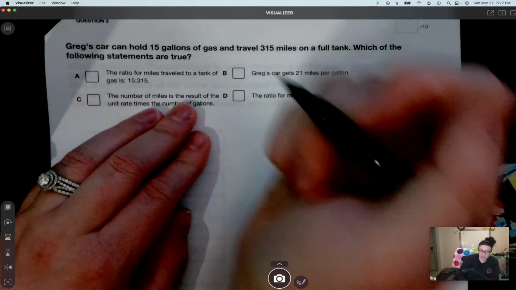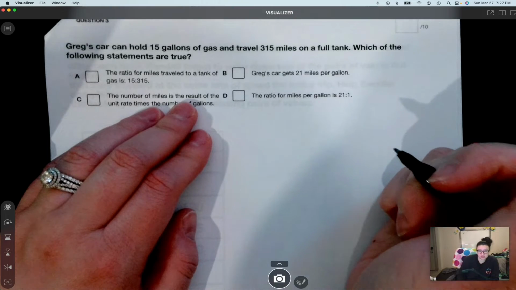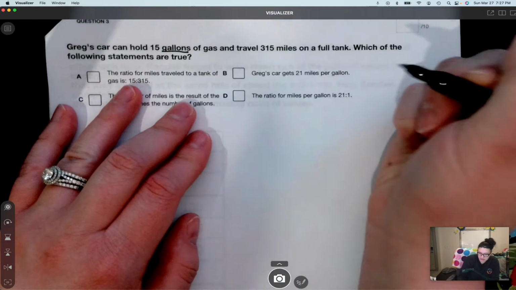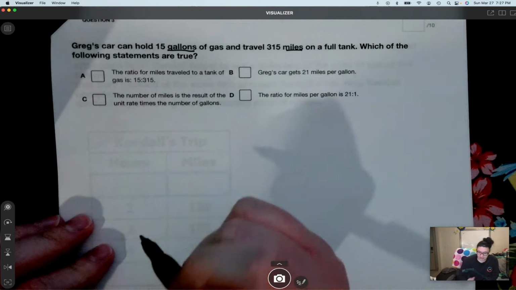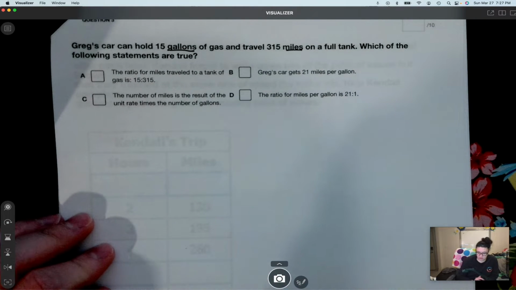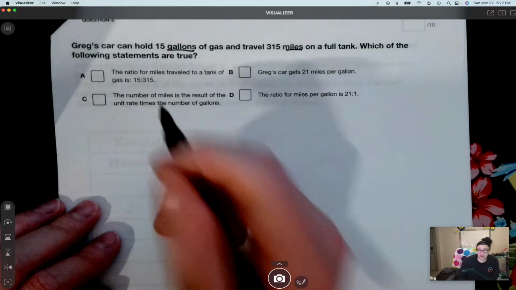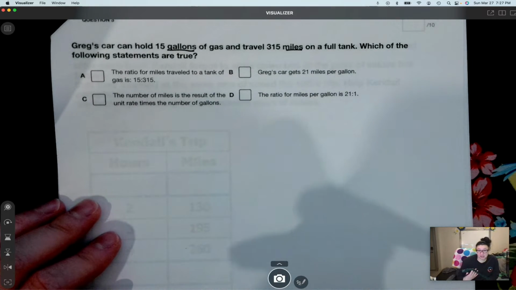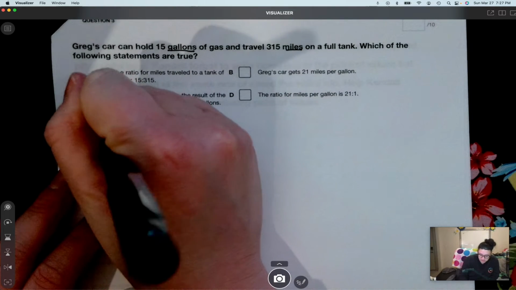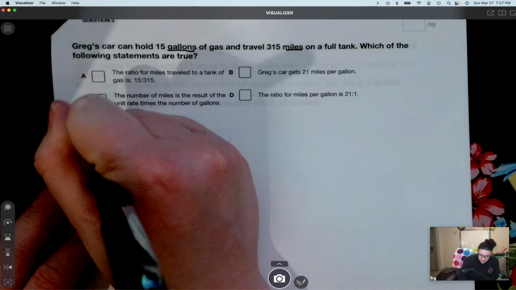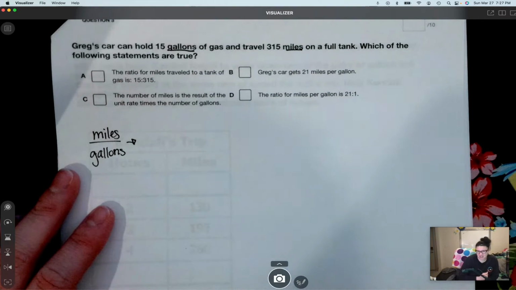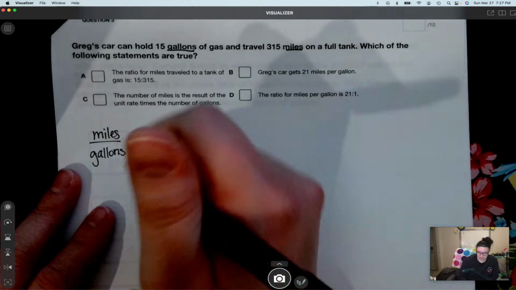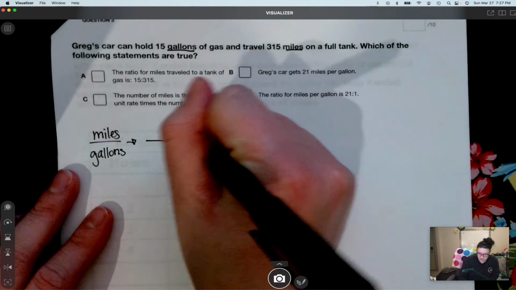I see here that I'm comparing what two units? Gallons and miles. I'm comparing gallons and miles. Whenever I hear about my car's gas mileage, I always hear that it's miles first, then my gallons. Miles per gallon, not gallons per mile. And so I'm going to set up my proportions this way.